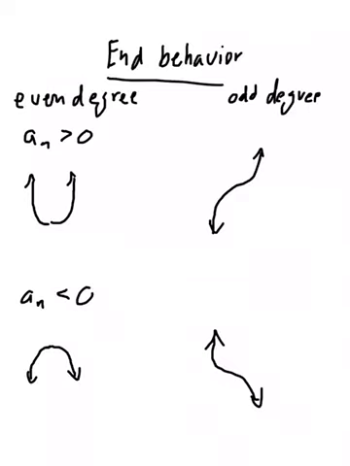And it is increasing. The tail goes down to the left, up to the right when the leading coefficient is positive. It's a decreasing function, meaning the tail, when it goes to the left, it goes up, and goes down to the right when the leading coefficient is negative.